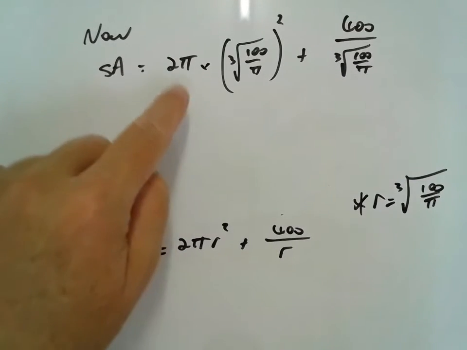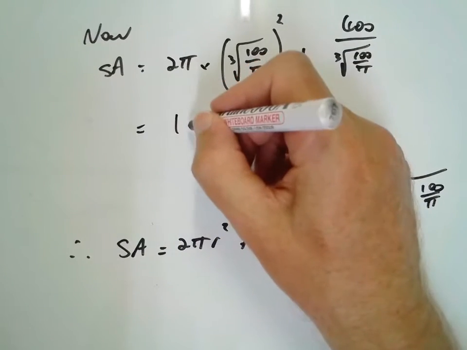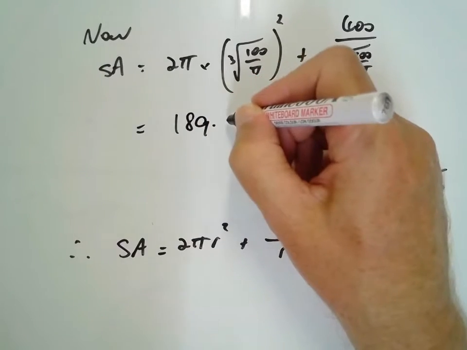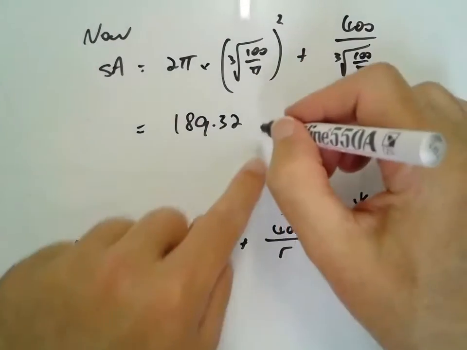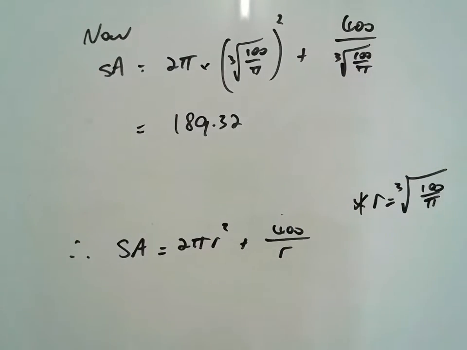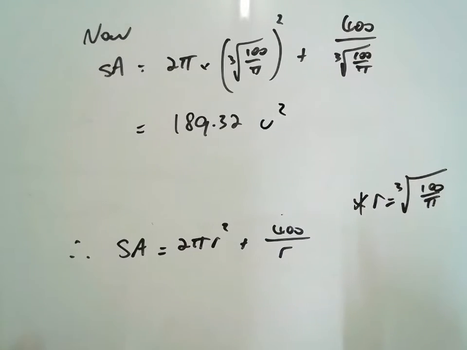Okay, when we whack that in the calculator, where is my calculator? I did it before. We get 189.32. Possibly there's units on that as well. I can't remember what the question says, but put your units squared, square meterage, because we're talking about surface area.